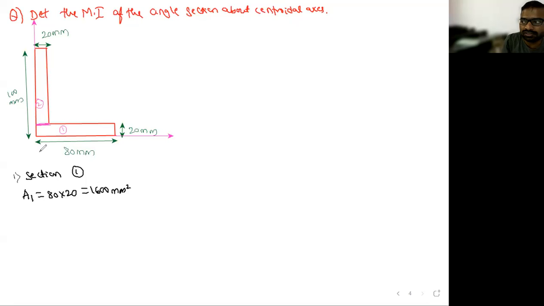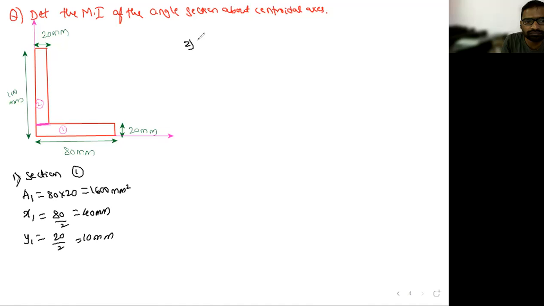Then I want to determine its x1 from the reference axis, along the horizontal. How much is the distance? 80. So for the rectangle, what is the x bar value? B by 2, so 80 by 2, that is 40. Then along the y direction, the total is 20 by 2, which is equal to 10. Is it understood, everyone?